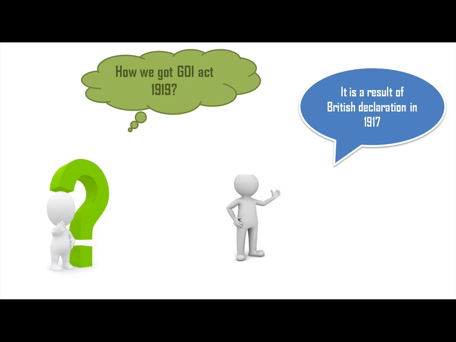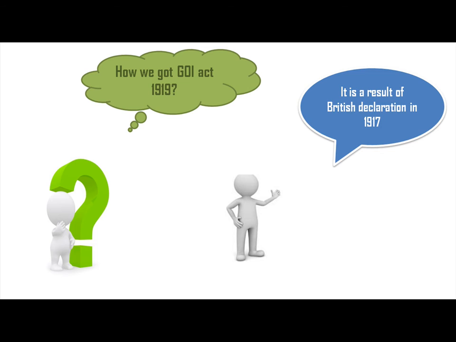And the second point in the declaration is that they want to develop self-governance ability. I'll explain what self-governance is in this particular video. So this was the declaration made by the British government on August 20th, 1917.